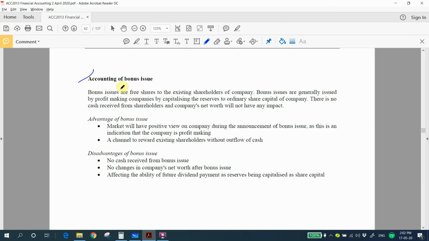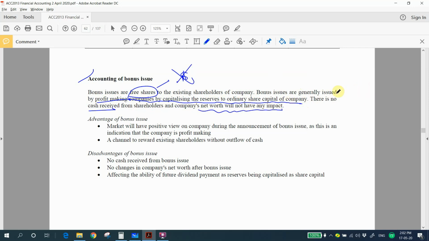What is bonus issue? Bonus issues are free shares. Free, it means that no money, free, to the existing shareholder of company. Bonus issues are generally issued by profit-making company by capitalizing the reserve to ordinary share capital of the company. There is no cash received from the shareholder, and the company net worth will not have any impact.